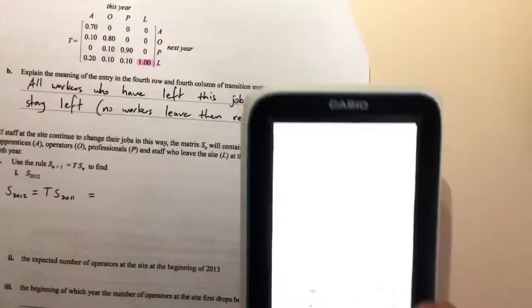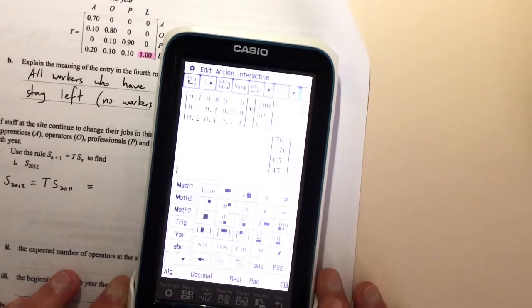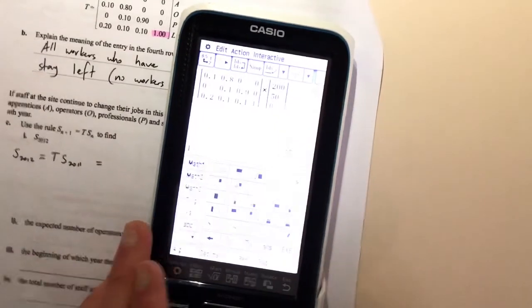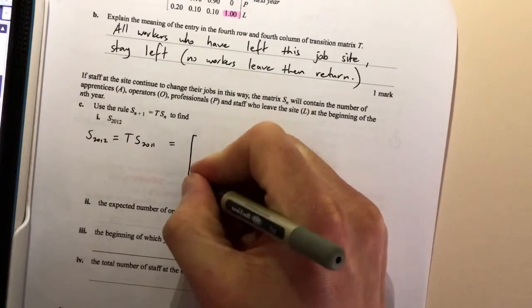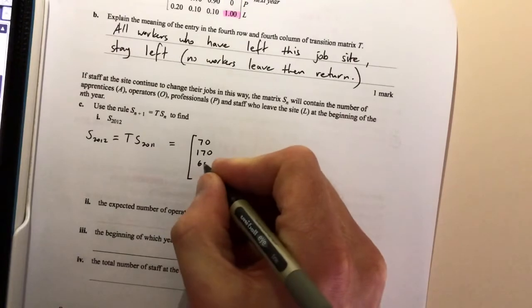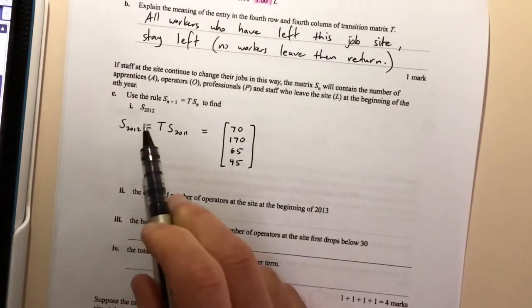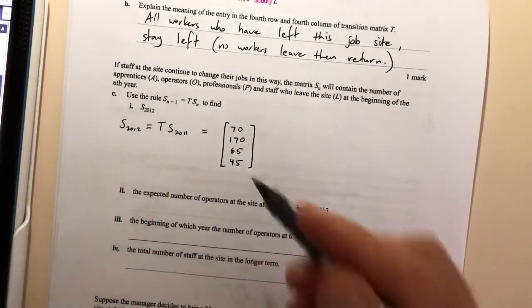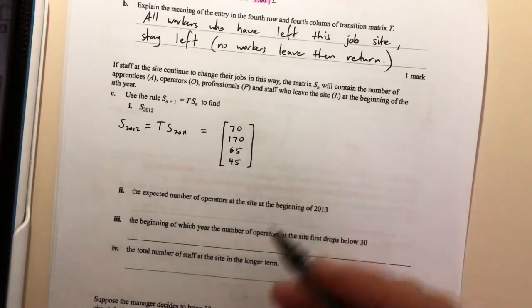The matrix S2011 was 100, 250, 0. All right, and we've got our new matrix, which is 70, 170, 65, 45. And notice that this question just said, find the matrix S2012. So that's our answer. That is the matrix S2012. We've answered the question. Remember that in some cases you'll have to actually pick out some of the numbers in order to answer the question.